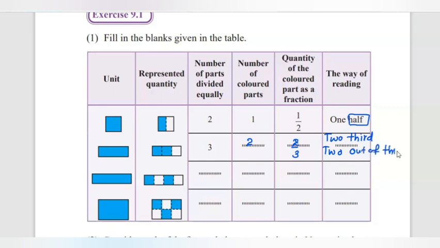Okay, remember this one. Now here there is a 1 unit. It is divided into 4 equal parts. 2 parts are colored. Then how do we express this? 2 out of 4. Or we can read this as 2/4, or 2 out of 4.